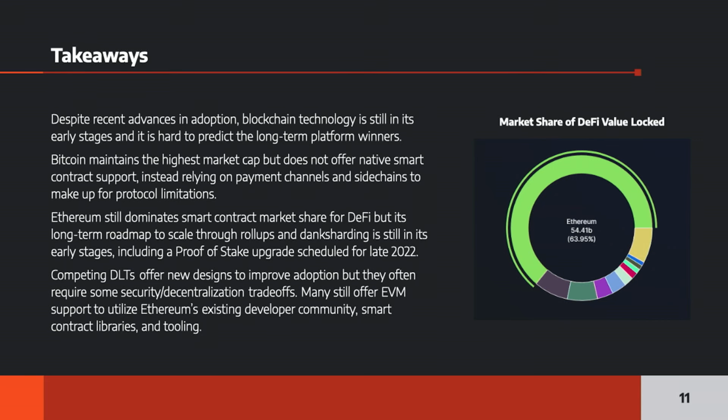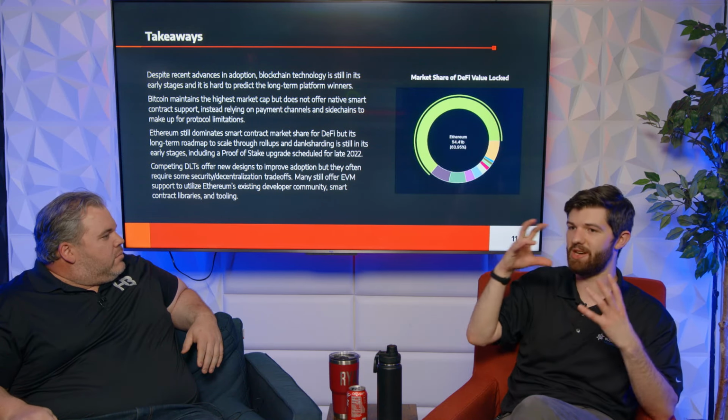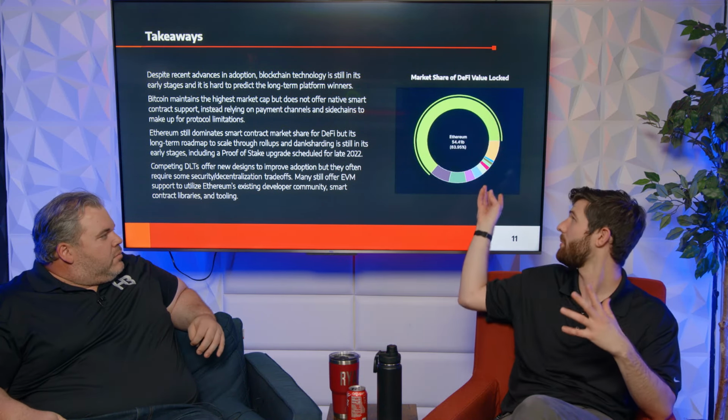Some of these squares, like this right here, that's Polygon, which is a sidechain to Ethereum. And a few more of these are also sidechains or rollups. So in reality, if we count sidechains and rollups, this is probably more like 70, 80% of DeFi activity, all on Ethereum as a network. So it's still dominating that game.